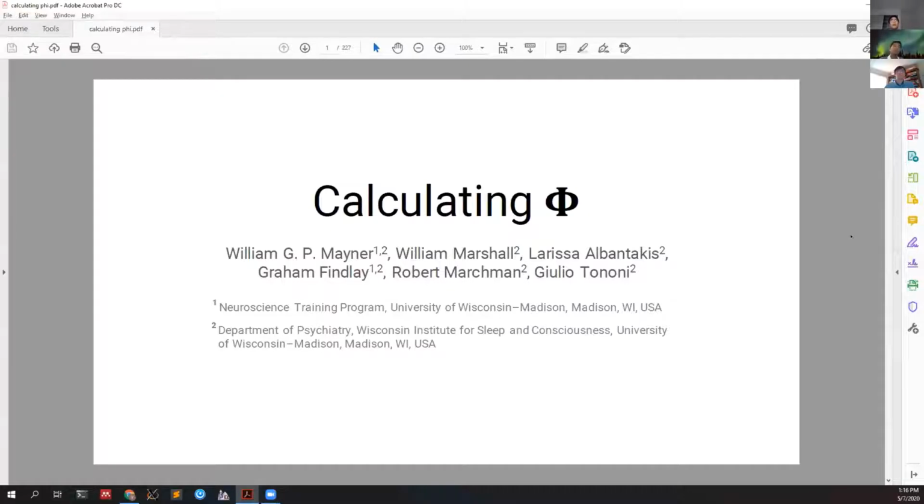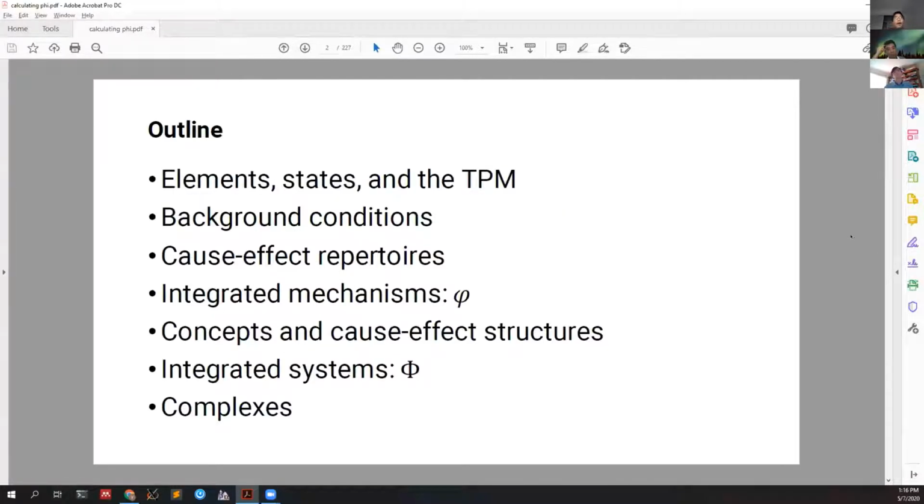so from here I will explain how we can compute phi, integrated information, from a physical system. I will explain the first two sections, and Ariel will explain cause-effect repertoire and integrated mechanisms. And then finally, Angus will take over and explain the last three sections.